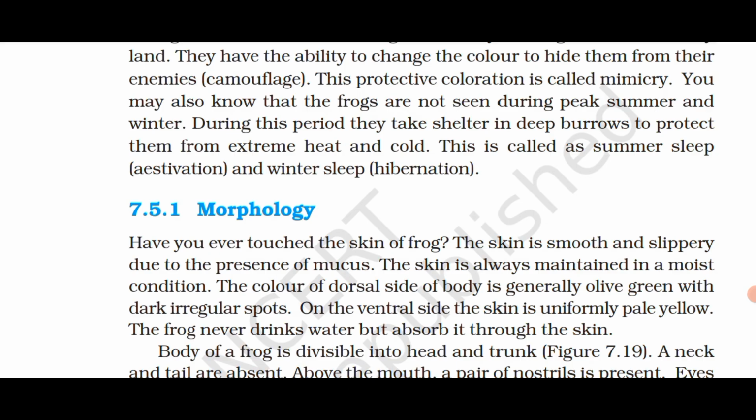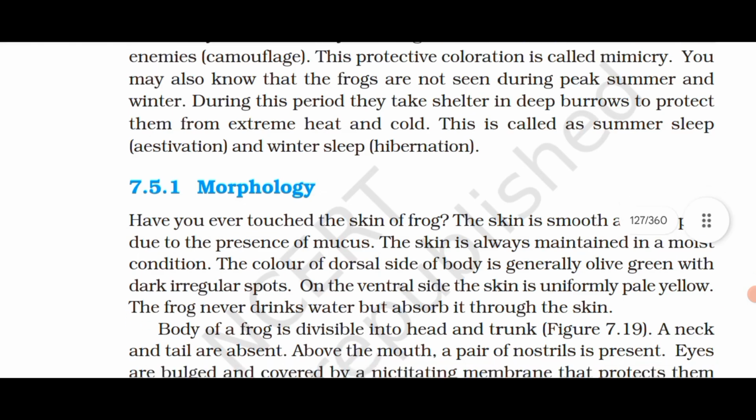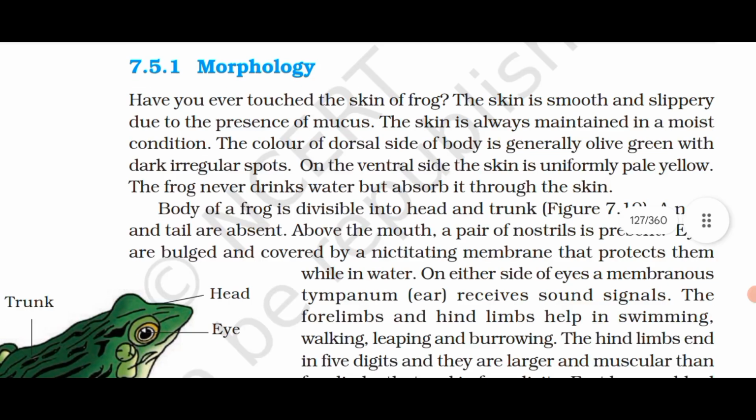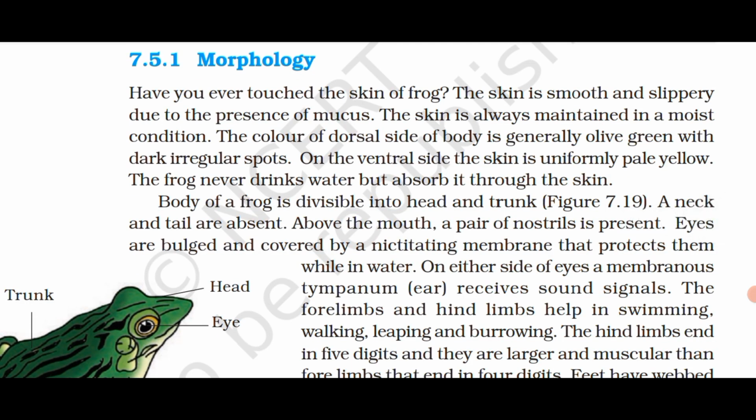7.5.1 Morphology. Have you ever touched the skin of a frog? The skin is smooth and slippery due to the presence of mucus. The skin is always maintained in a moist condition. The color of the dorsal side of the body is generally olive green with dark irregular spots. On the ventral side, the skin is uniformly pale yellow. The frog never drinks water but absorbs it through the skin.